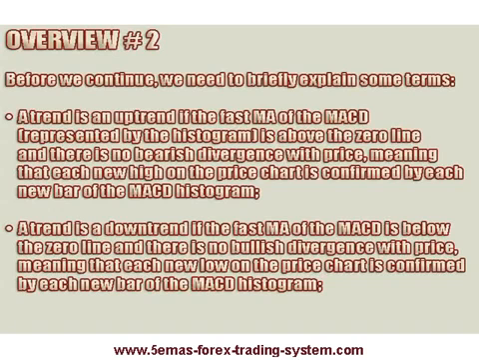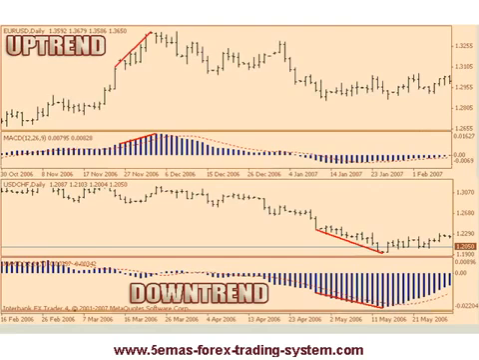We define a trend as being a downtrend if the fast-moving average of the MACD is below the zero line and there is no bullish divergence with price. This means that each new low on the price chart is confirmed by each new bar of the MACD histogram. Here you can see examples of an uptrend and a downtrend. Notice how changes in price are being confirmed by the MACD histograms.